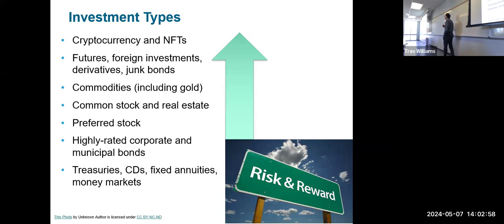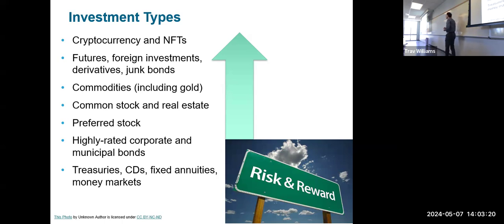Commodities would be things like agricultural products, metals. These are things that basically come from nature. Oil would be another commodity. And their prices can go up and down pretty significantly.